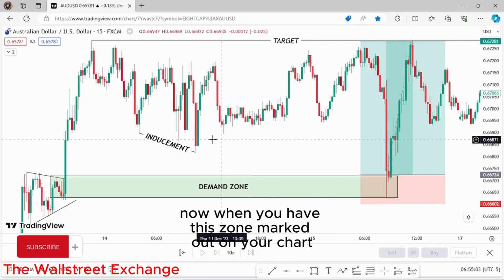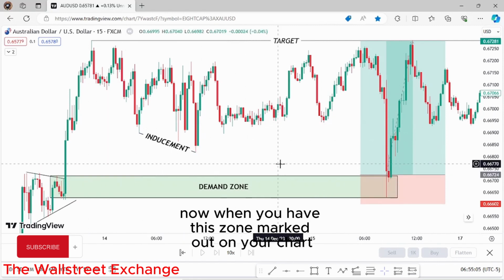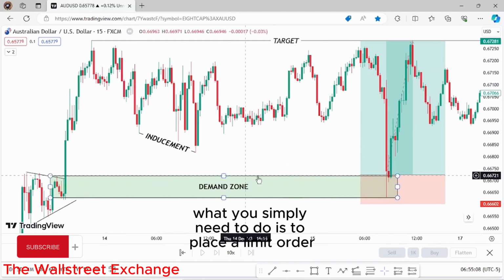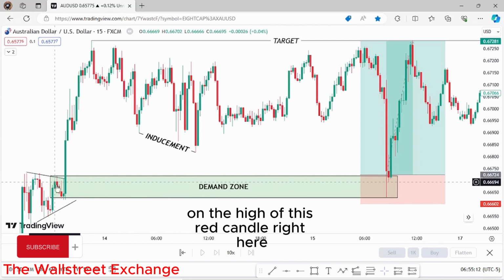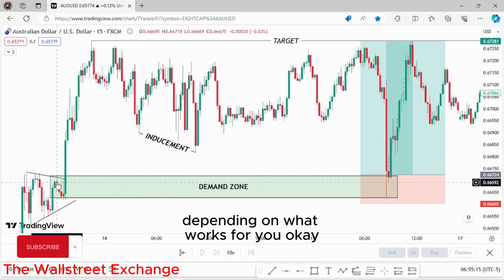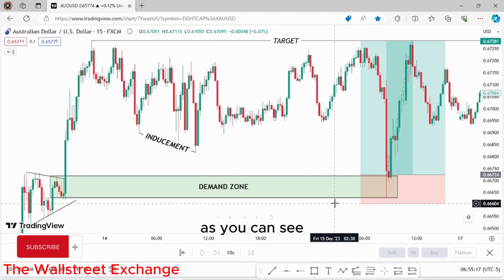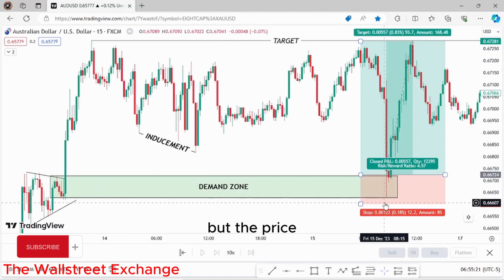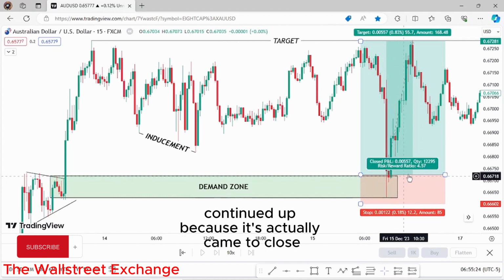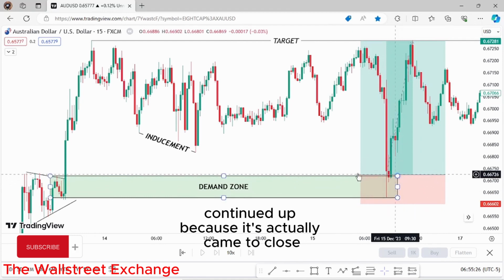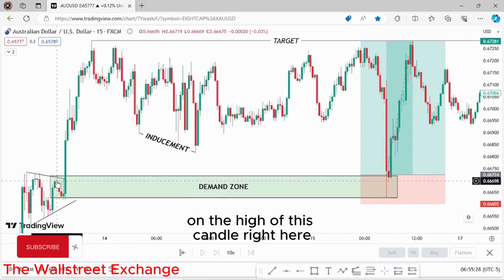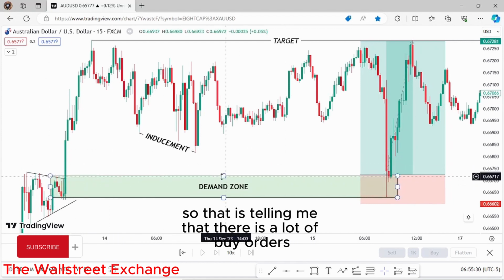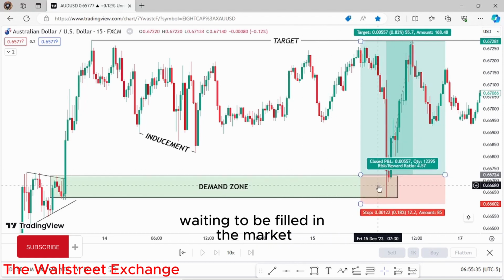Okay, now when you have this zone marked out on your chart, what you simply need to do is to place a limit order on the high of this red candle right here, depending on what works for you. As you can see, price actually wicked into this zone here, but the price continued up because it actually came to close on the high of this candle right here. So that is telling you that there is a lot of buy orders waiting to be filled in the market.